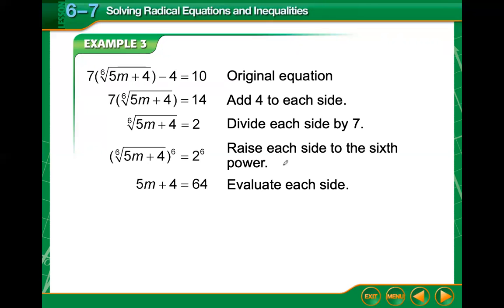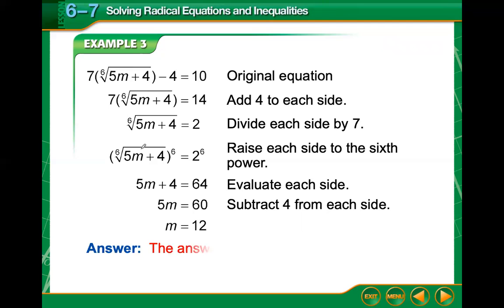2 to the 6 is 64. So just simplify it. The radical goes away, as does the exponent of 6 on this side over here. Now we're going to isolate m by subtracting 4 from both sides. And then we're going to divide by 5, and we get 12. So the answer would have been C, or just m equals 12.